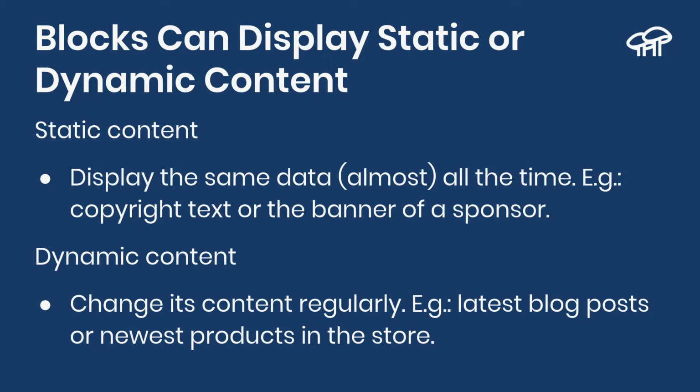For example, the latest blog post on your site. If you write a new blog post every day, that section is going to be changing every day. If you have a block that shows the newest products in your store and you add a new product every hour, that block is going to be changing the information to present. So you can have these two types.